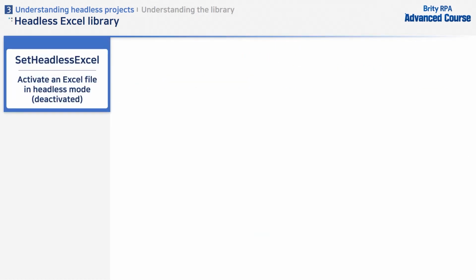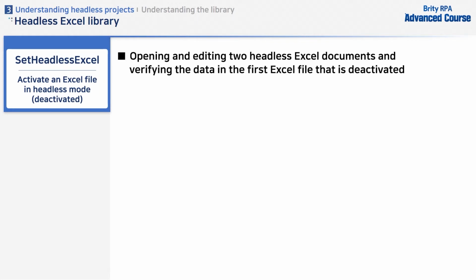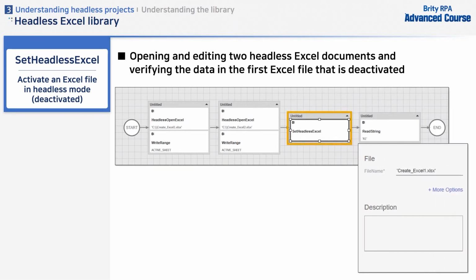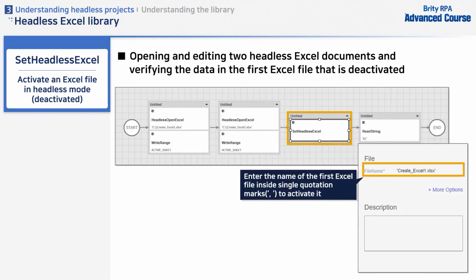The Set Headless Excel activity activates a deactivated Excel file in headless mode. For example, when you open and edit two Headless Excel documents, you can activate the deactivated first Excel file while the second Excel file is being processed. In the Set Headless Excel activity properties, you can enter the name of the first Excel file inside single quotation marks in the file name field of the file item to activate it.